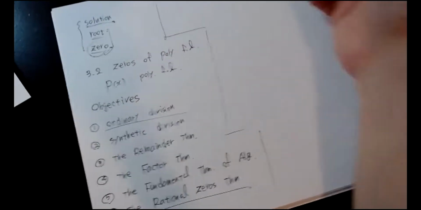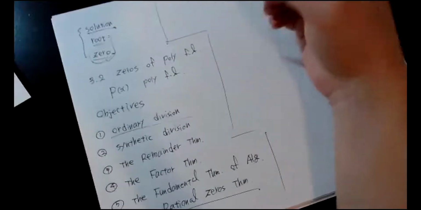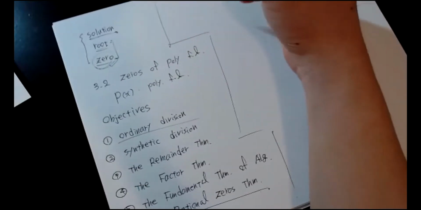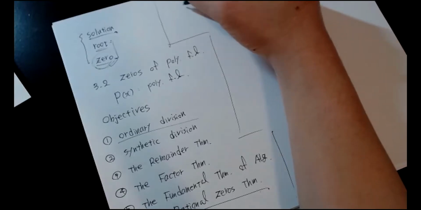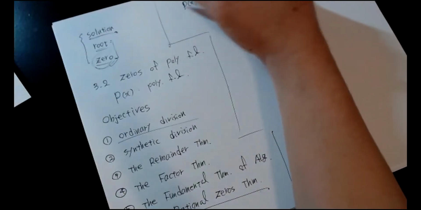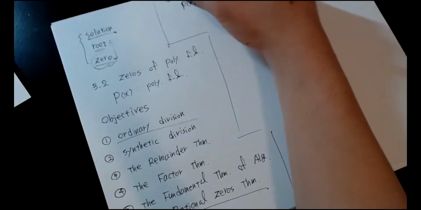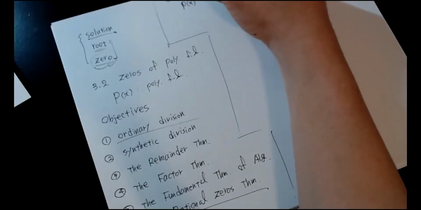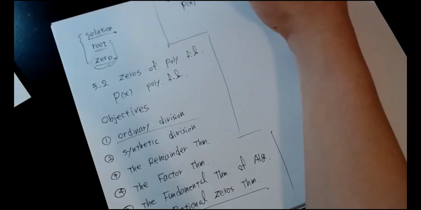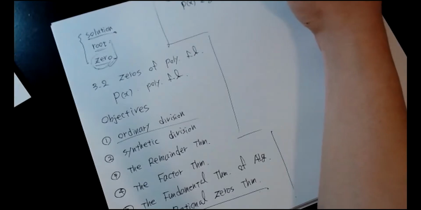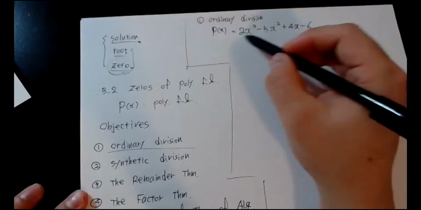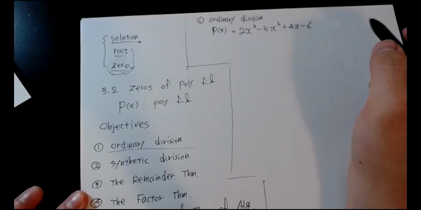All right, so the ordinary division. Let's start from this. I want to divide the polynomial p of x, which is 2x cubed minus 5x squared plus 4x minus 6. Now I want to divide p of x by x minus 3.